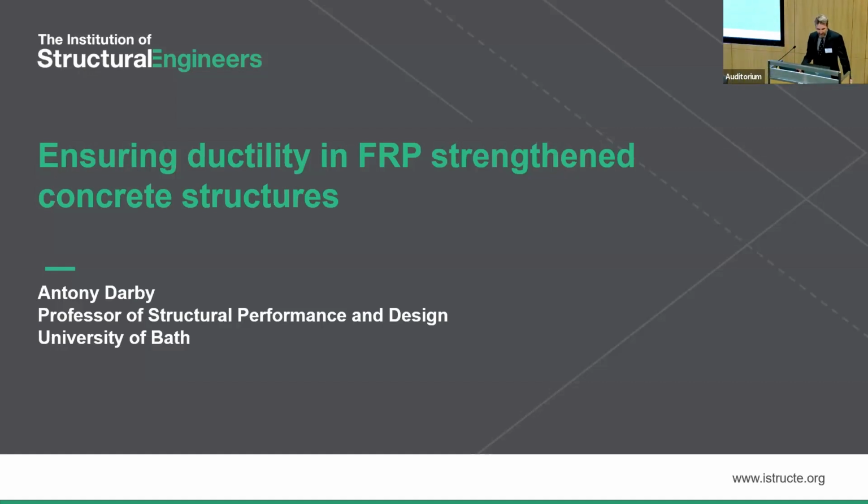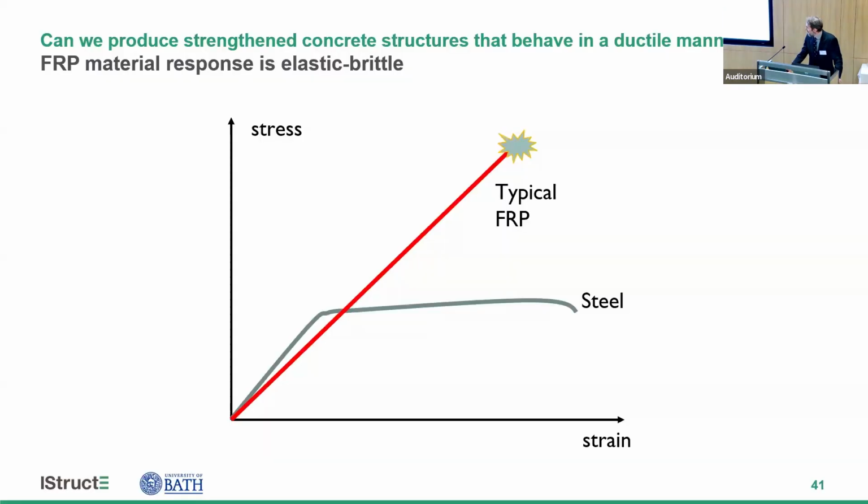Okay, thanks very much for inviting me today. I'm going to talk a little bit about some of the research we've done that's fed into some of these design guidelines and Annex J of the Eurocode, and specifically focusing on ensuring ductility in FRP strengthened concrete structures. So we normally get ductility from concrete structures by allowing the steel to yield.